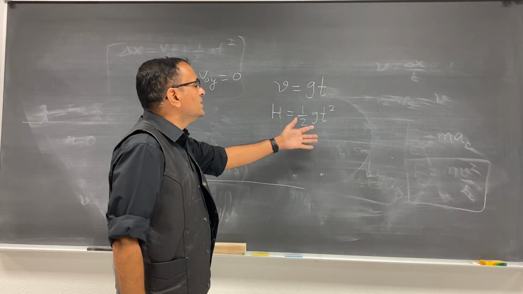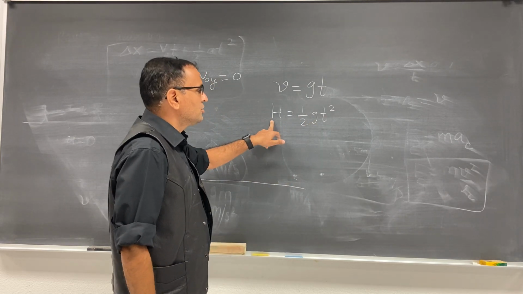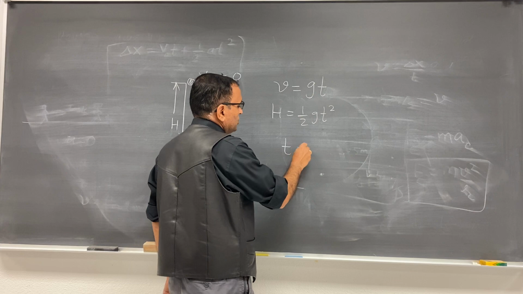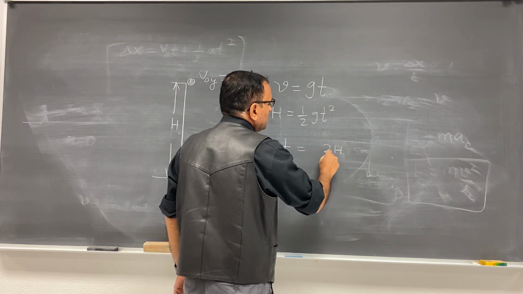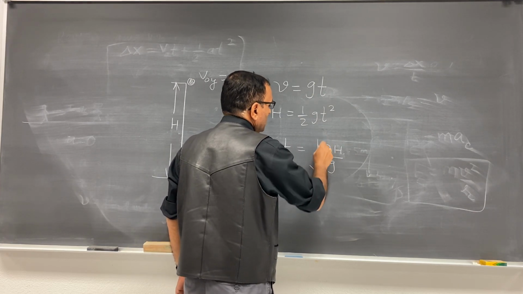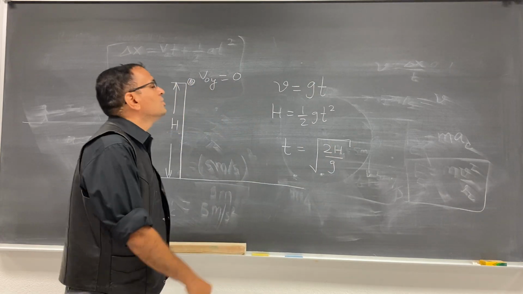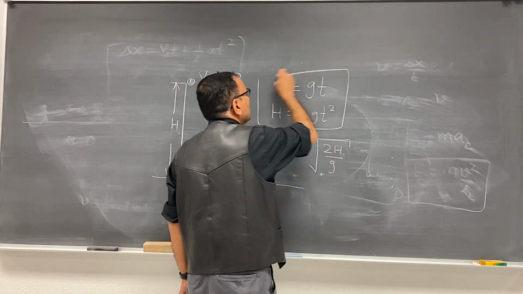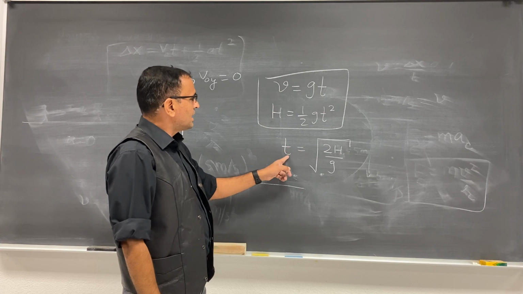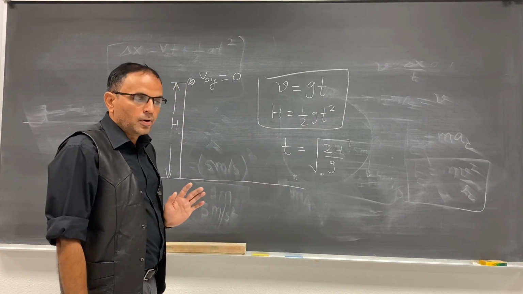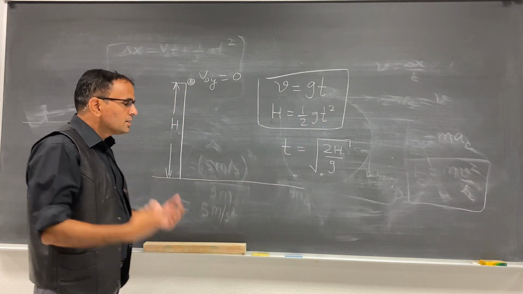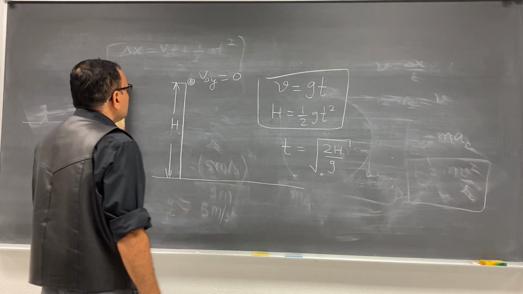Sometimes you have to calculate the time by using the height. In that case, your time is simply the square root of 2h divided by gravity. So this is the formula. Actually, these two are the free fall formulas, but this time you can get from the second free fall equation.